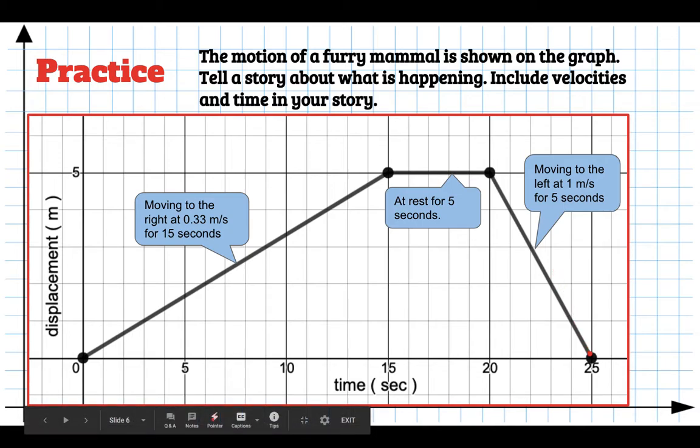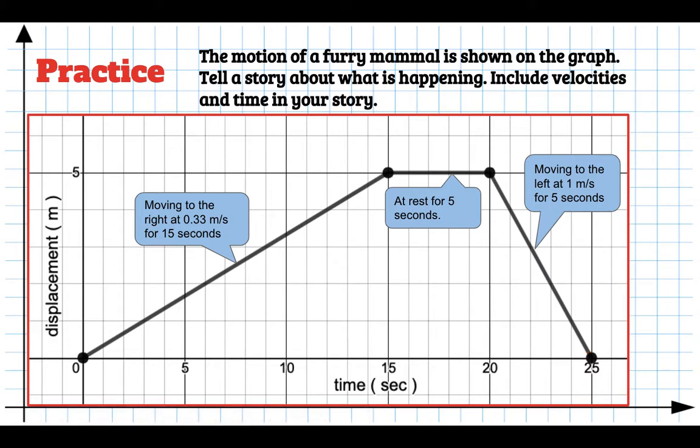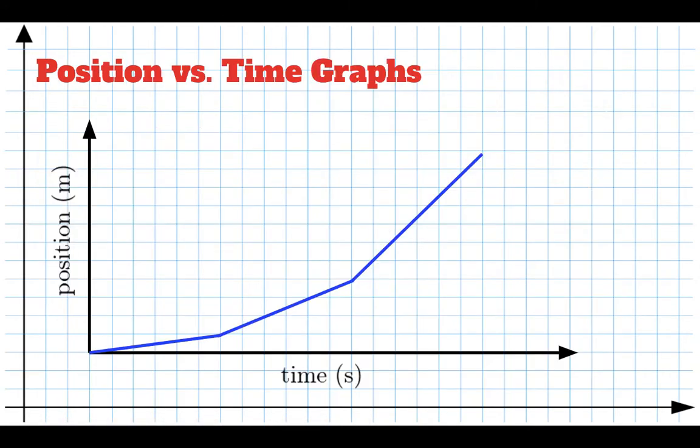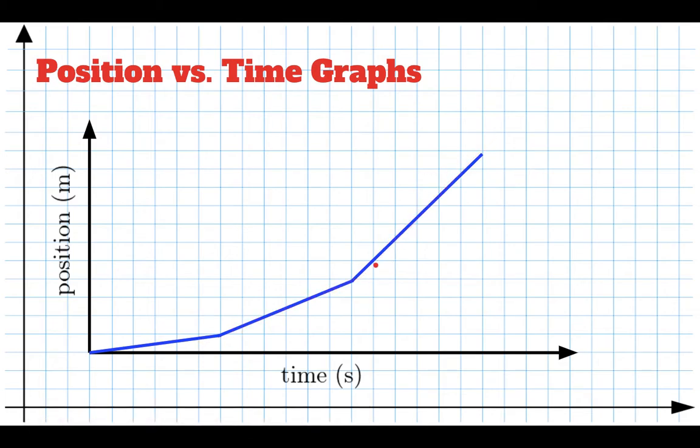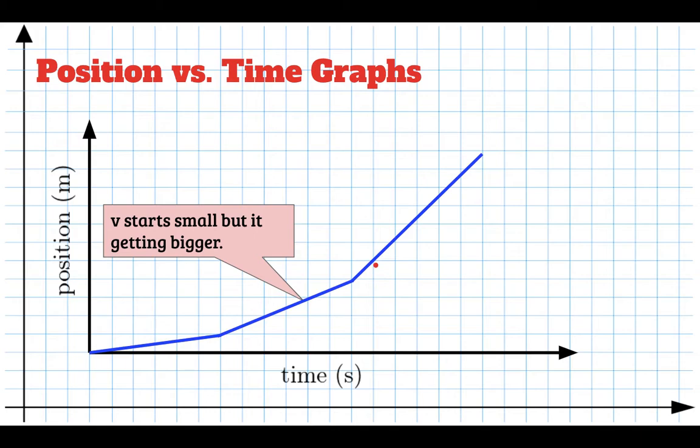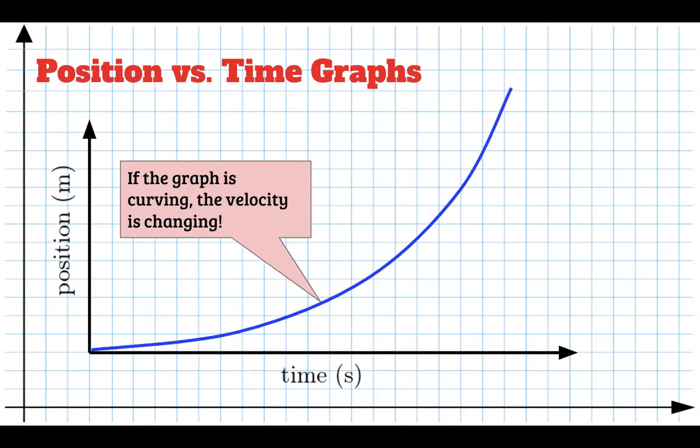So any kind of story that has those kind of components would be correct. All right, so now here we have a graph. It's position versus time, and the slope starts off small, but then the slope gets larger and larger again. And so in this case, we would say the velocity is increasing, and we call that an acceleration. So when the graph is curving, what's happening is there's an acceleration.